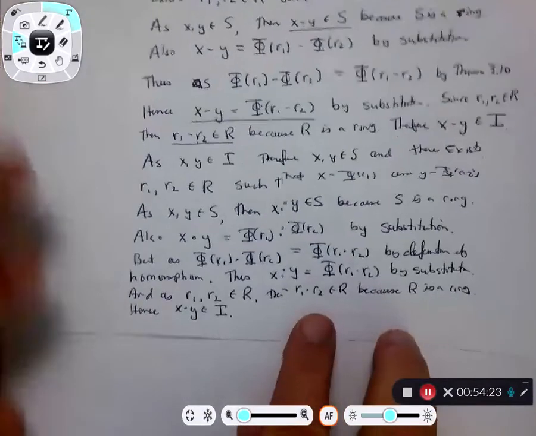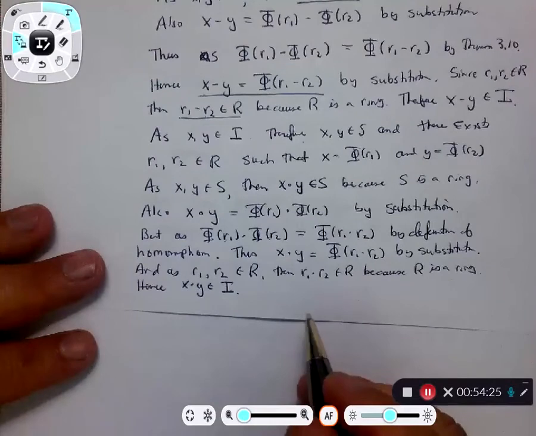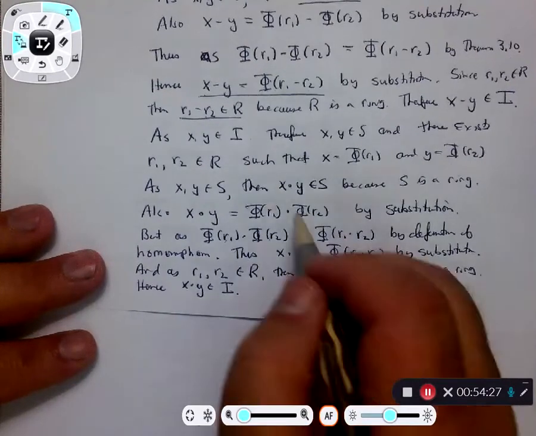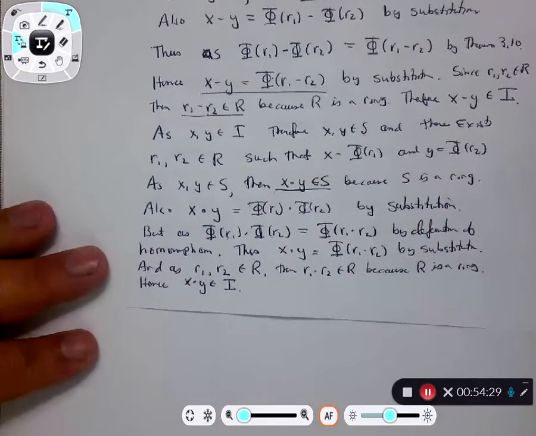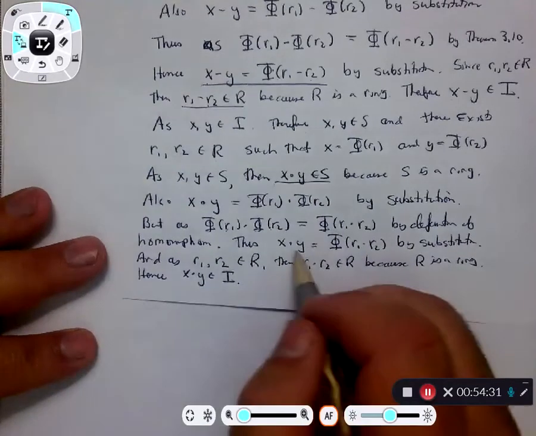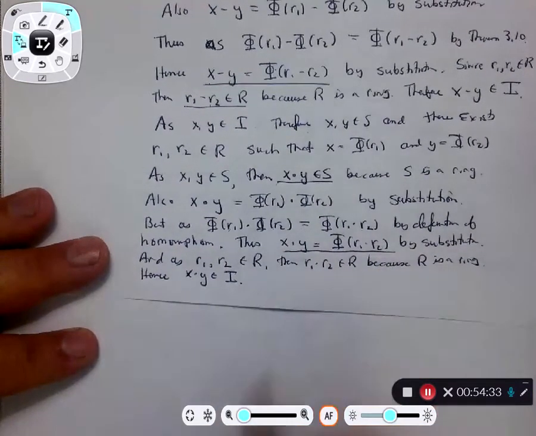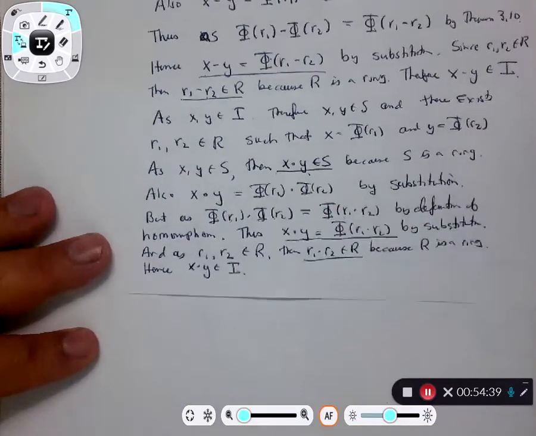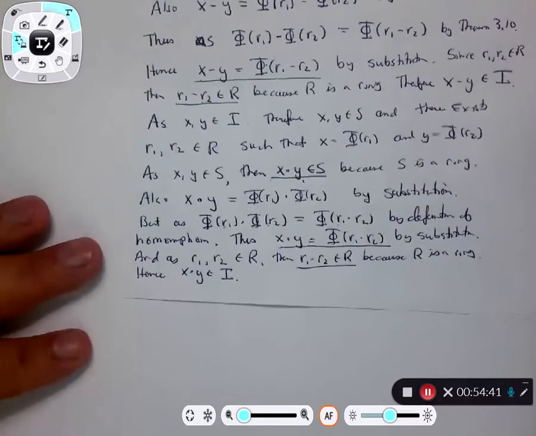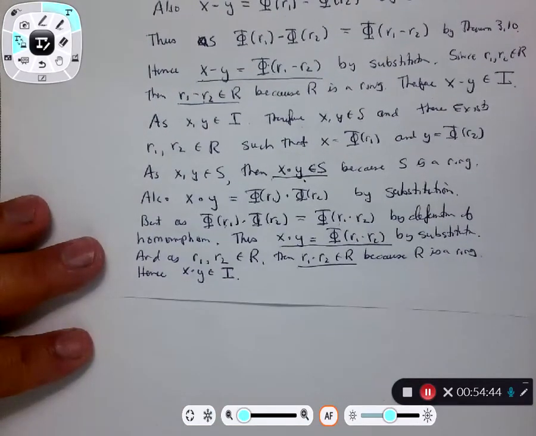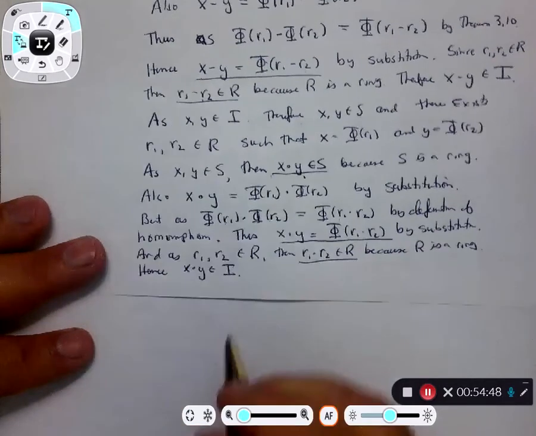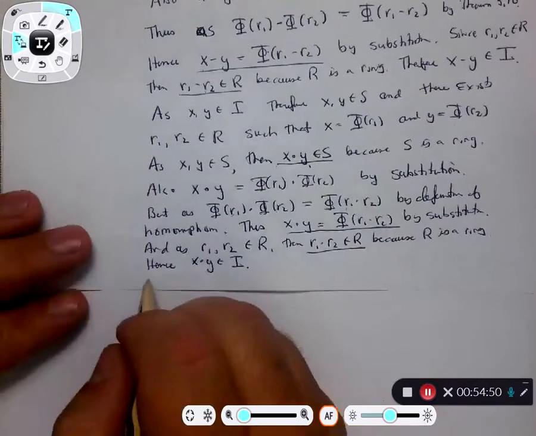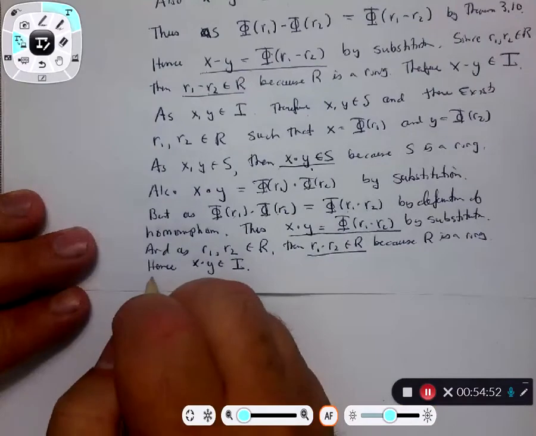So x times y has got to be inside of S, so I stated that here. X times y equals phi of some dude. X times y is equal to phi of R1 times R2, where R1 times R2 had to come from R. So all three things have been satisfied. That's what puts x minus y inside of I, and x times y inside of I. So, last statement, finish it off. I've got one little line. I think I can put it right in here.